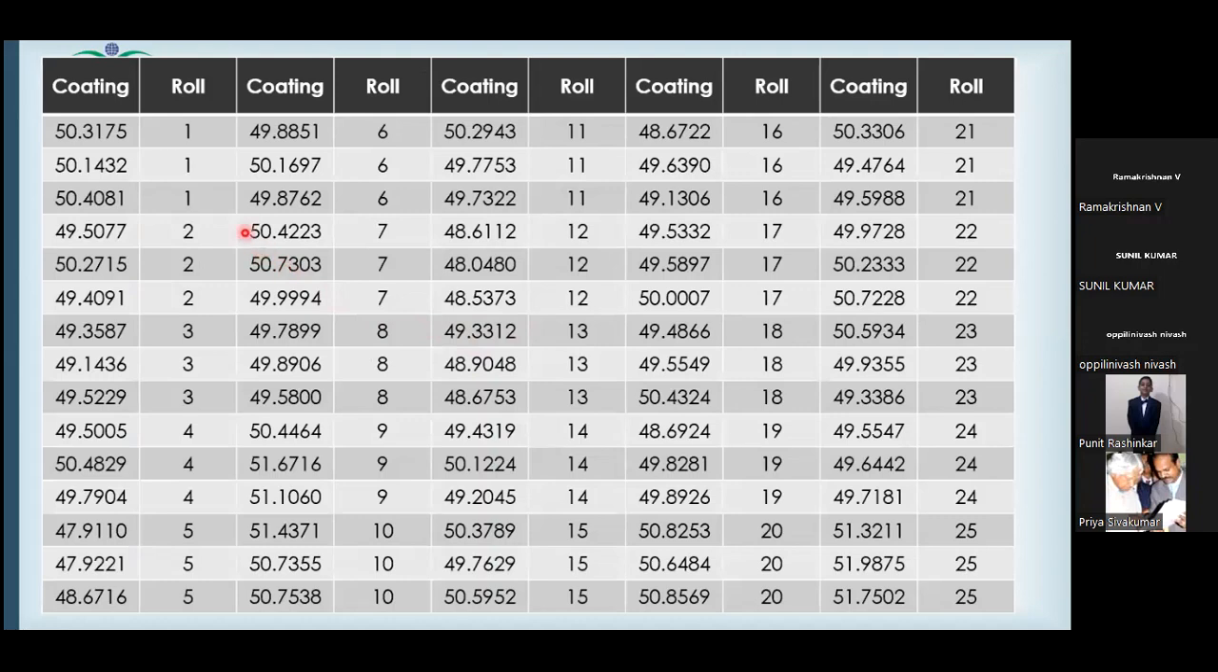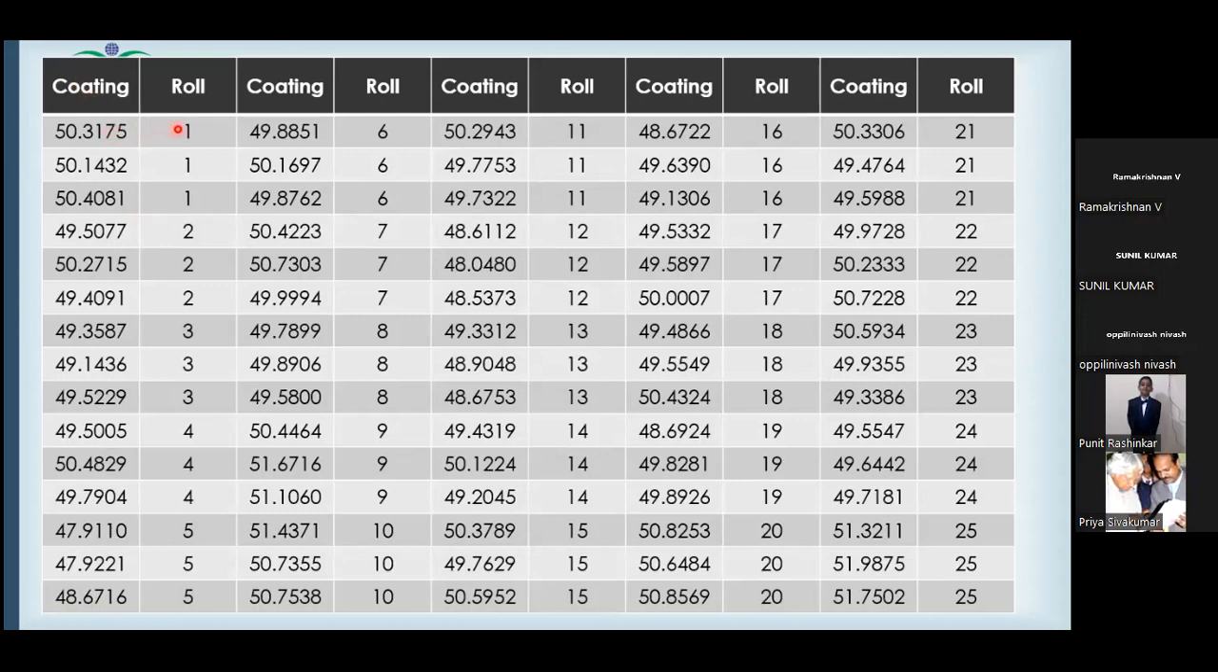See here, coating thickness. Coating thickness is important to your customer, and the requirement is 50 mm. Now the customer has given a tolerance also, plus or minus 3. So 47 is the LSL, 53 is the USL, and these are the observations. How many observations are here? Nearly 60. Am I right?